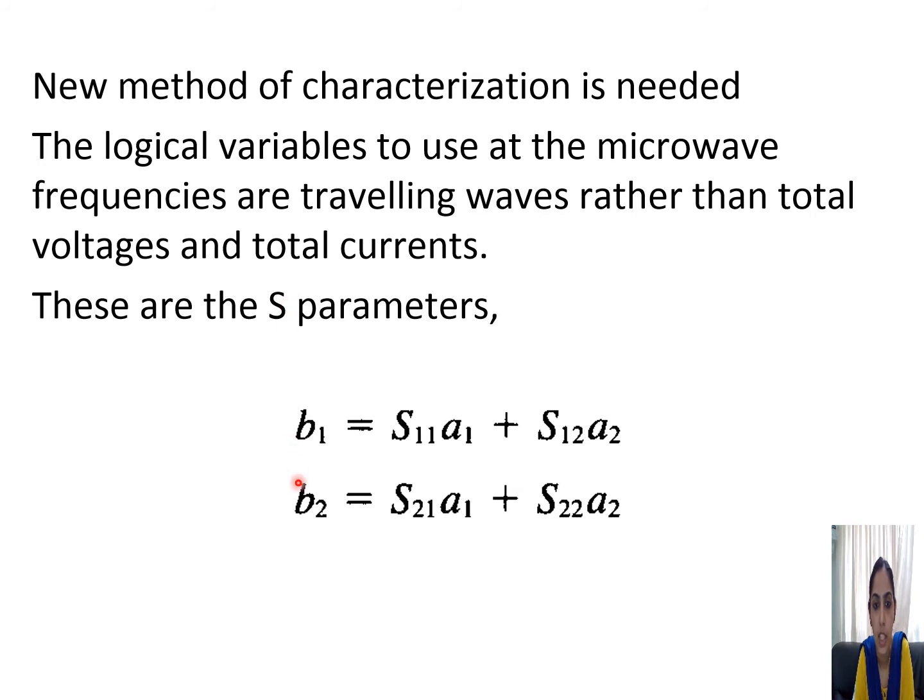So this particular term, that is B1 = S11 A1 + S12 A2, this representation is used. S parameters are the parameters used for connecting what? The output waves and the input incident waves. Since we are considering traveling waves, B1, B2, etc. obviously represent the output waves, and A1, A2, etc. represent the incident waves. So these are the S parameters which will be used for characterizing our microwave circuit.